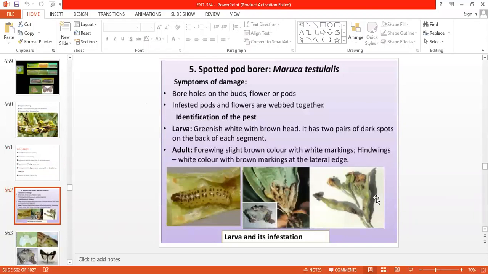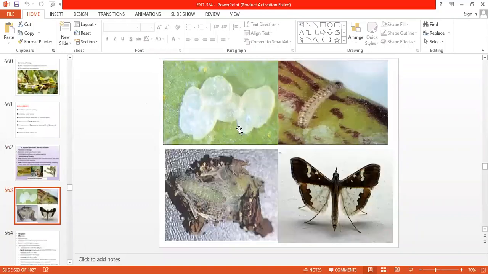Next pest of pulses is the Maruca pod borer, also called the spotted pod borer. Scientific name Maruca vitrata, family Pyralidae, order Lepidoptera. Marks of identification: eggs are mostly whitish in color and deposited in groups. Larval stage is yellowish with black spots and a brownish head. Pupal stage is found in cocoons made by the larva.